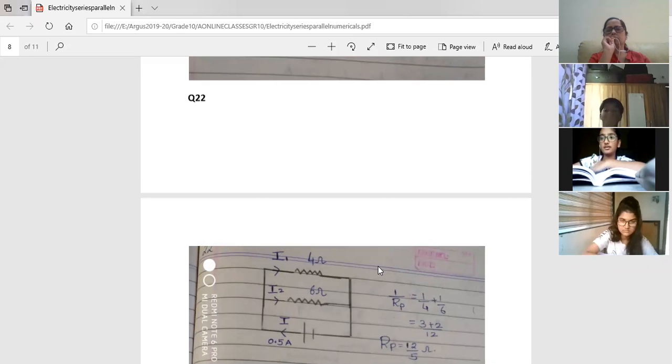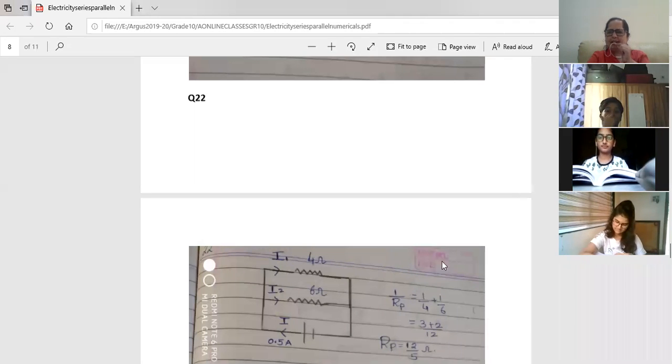Ma'am, I1 is equal to V upon 4 and I2 is equal to V upon 6. So can we write V upon 4 plus V upon 6 is equal to I? Then you have to solve the linear equation, right? Fine. Now what I have done, I have found a simple solution. There are many ways, like what Mariam is saying.